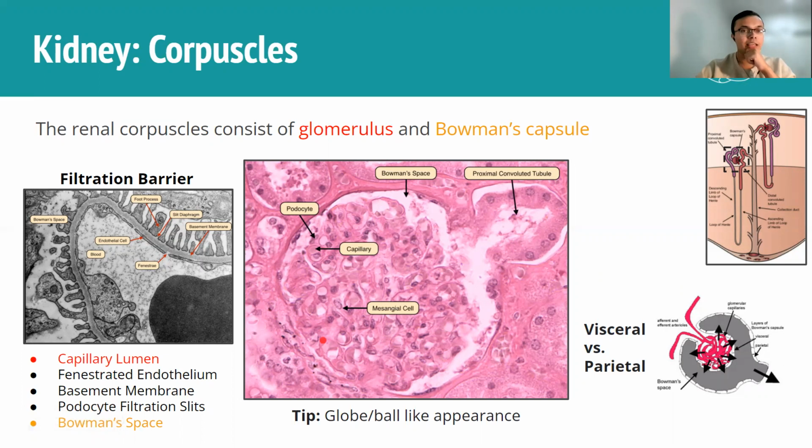The other thing to keep in mind is that the vascular pole is also the location where, as I mentioned before, the afferent and efferent arterioles are entering and exiting the glomerulus, and also where the distal convoluted tubule actually winds back up to touch the glomerulus again. If that doesn't make sense, have a look at this diagram here.